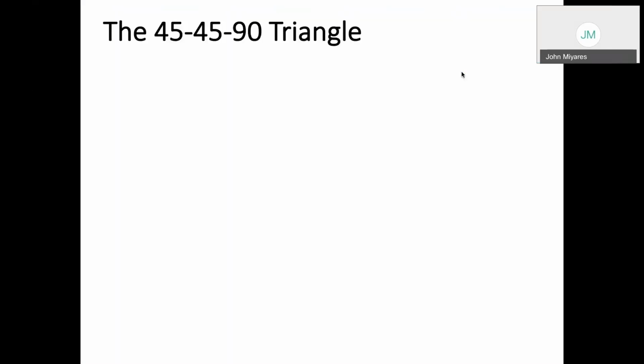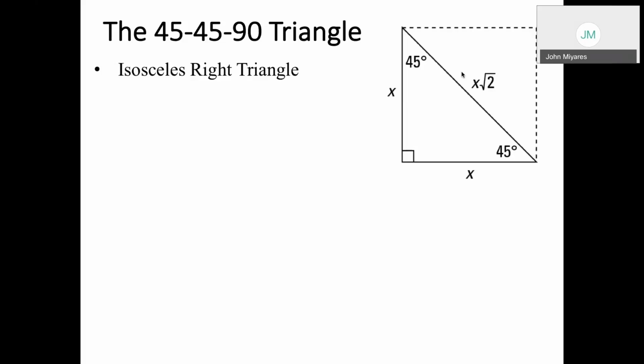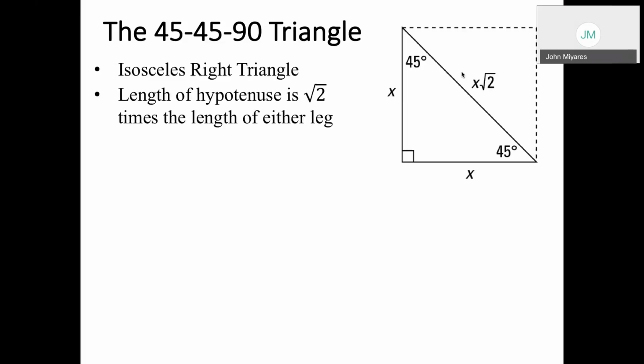The first special triangle we're going to look at is called a 45-45-90 triangle, which is also referred to as an isosceles right triangle. We call this an isosceles right triangle because it is a right triangle that has two equal side lengths, specifically the legs. What you're going to see is that yes, these legs have equal length and we can call them x, and the hypotenuse has length that is a square root of 2 times the length of either leg.